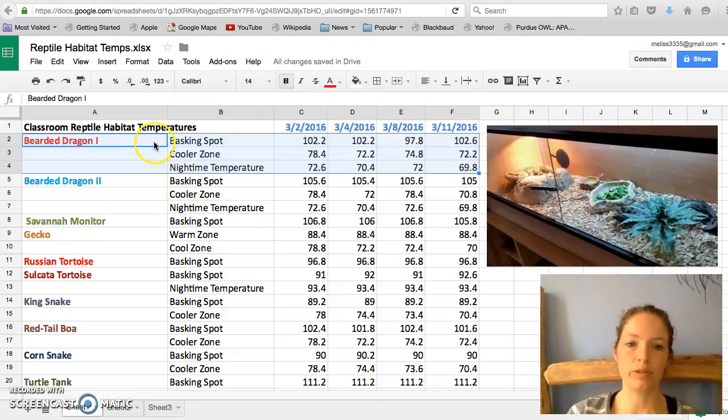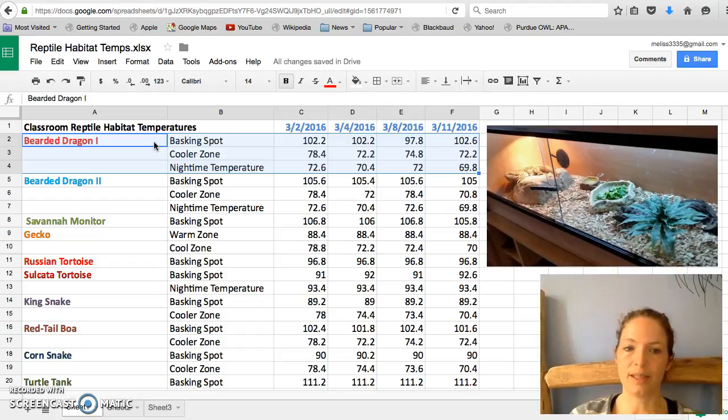I wanted to show you some of the data that I have been collecting throughout my classroom, and I've been using my brand new data probe. It is a temperature probe. So one thing that I have been looking at are the temperatures within the reptile habitats.